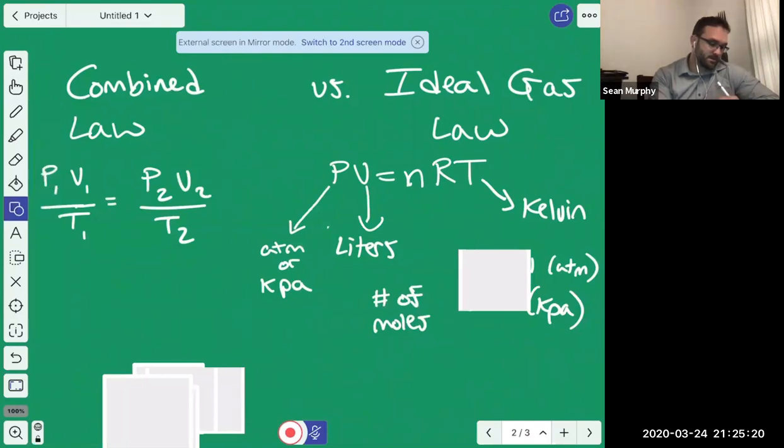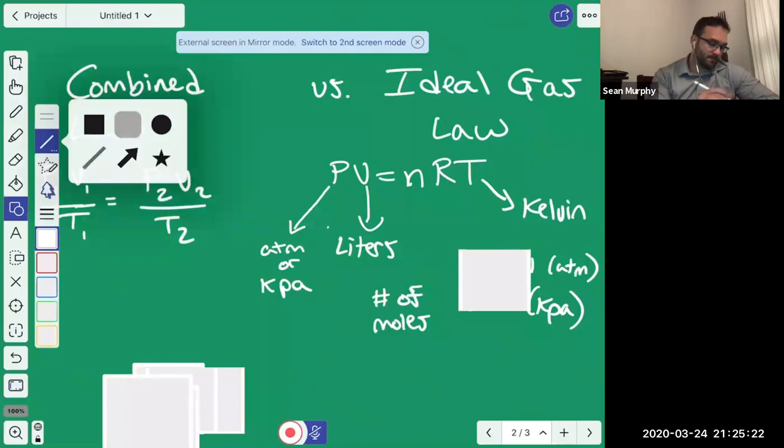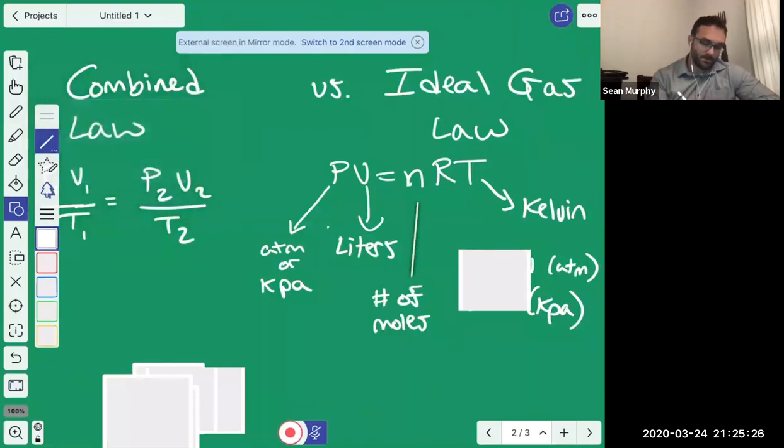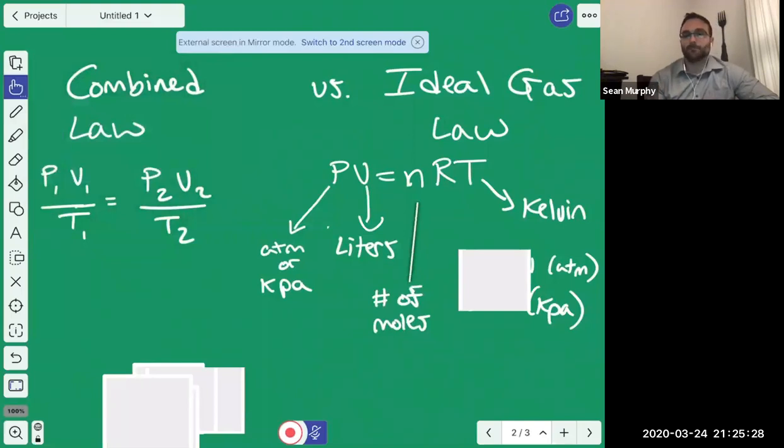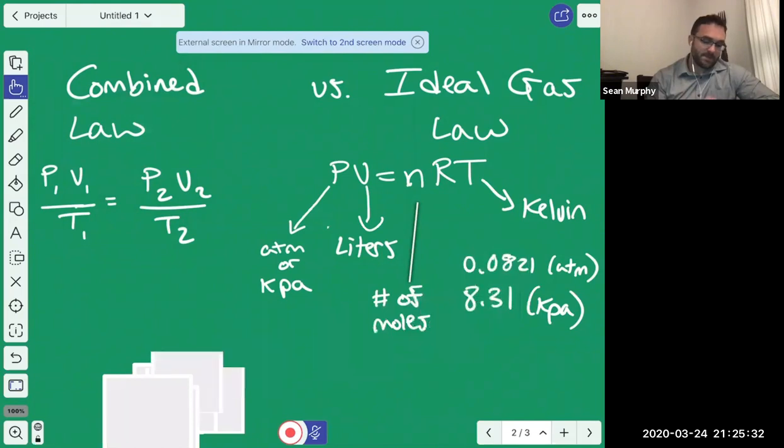Let's draw a line. There you go. All right, and then the last one is going to be our gas constant. The R stands for a scientist named Regnault, but we're going to abbreviate it by R. Now, R has two numbers.